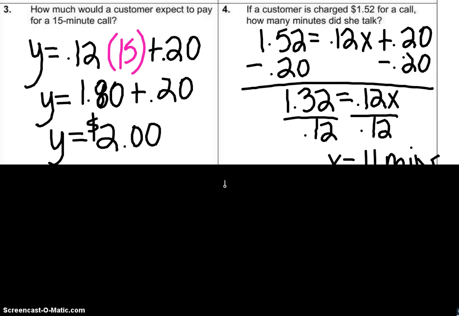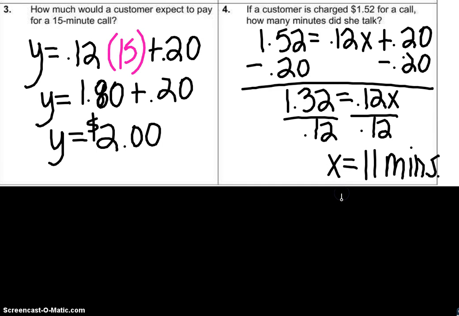Okay, same thing on the right-hand side. If a customer is charged $1.52 for a call, how many minutes did she talk? Since we know the dollar amount is our Y value, we're going to plug in the $1.52 for the Y, and we're going to solve for X. So here I would subtract 20 cents from both sides. I have $1.32 is equal to 0.12X. Divide both sides by 0.12, and X is 11 minutes. So at $1.52, I was able to talk for 11 minutes.